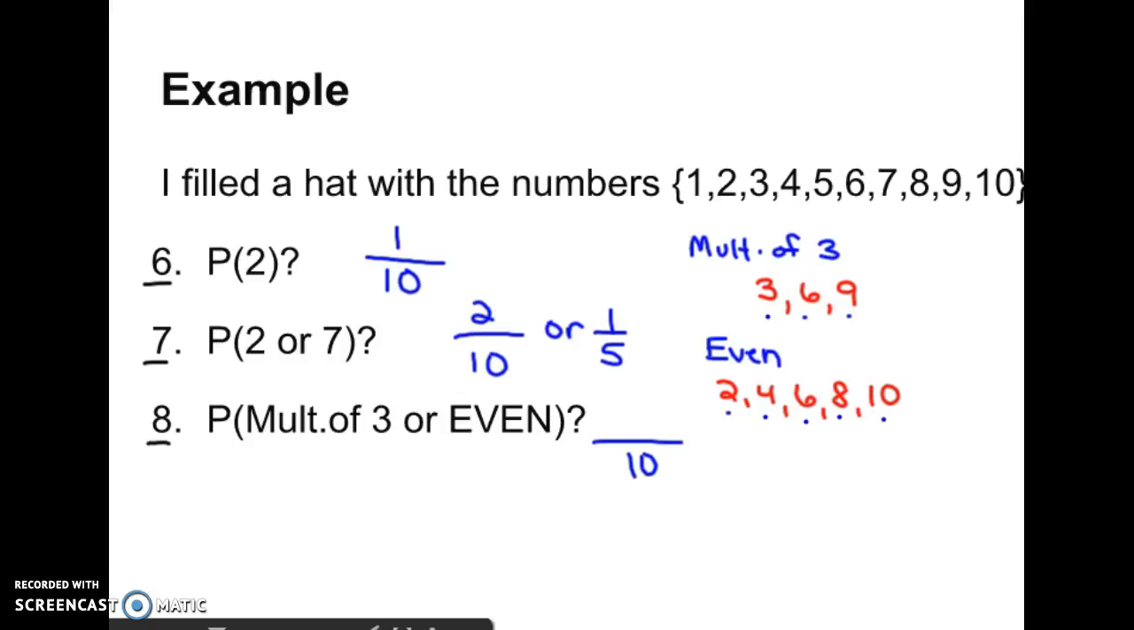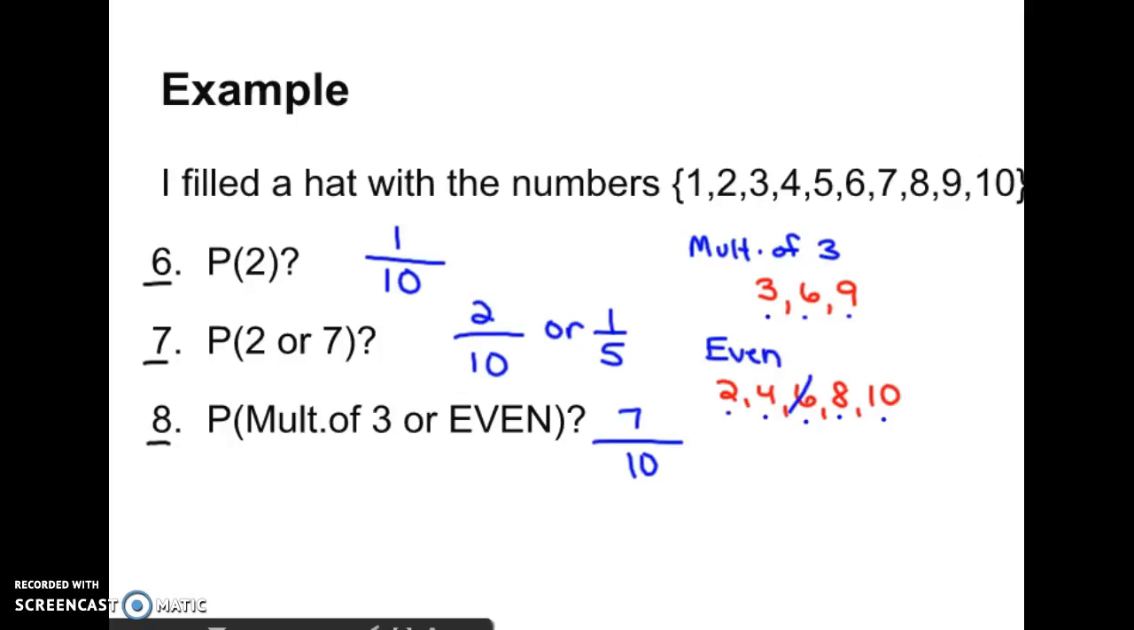So you might think 8 out of 10. But that's not true because 6 was listed twice. Okay, you can't count it twice because it's only in the hat one time. So I need to cross it out. That's where they overlap. So really I only have 1, 2, 3, 4, 5, 6, 7 numbers out of 10 that I can draw out of the hat that are going to be a multiple of 3 or an even number. Let's go ahead and use the formula so I can show you how you'll get the same answer.